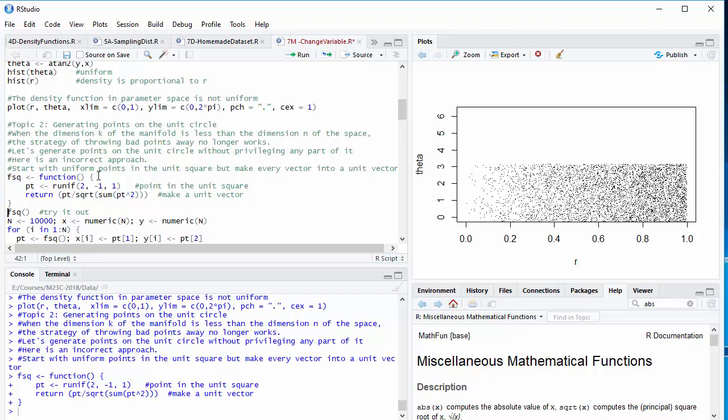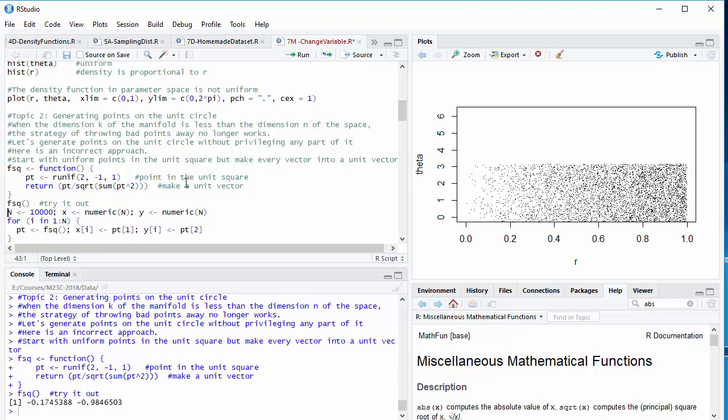So here's the wrong way to do it. We want points on the unit circle, that is, we want a unit vector. So let's generate a point in the unit square and then divide it by its own length to produce a unit vector. When I try out this function, sure enough, I always get an x and y such that x squared plus y squared equals 1.